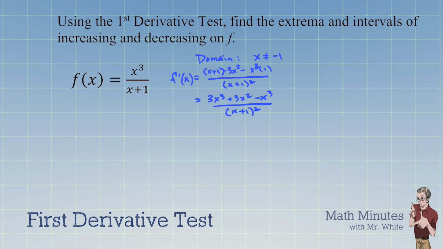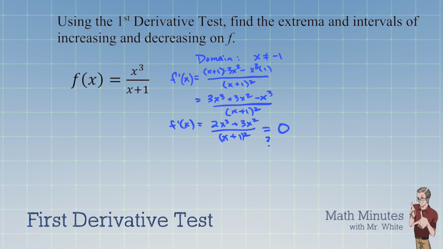And it looks like we can simplify that even more, right? 2x to the third plus 3x squared all over x plus 1 squared. That's the derivative. Now, remember what we did on the last problem? We had to set that equal to 0 and figure out when it was equal to 0. Well, when is that equal to 0? When does that happen? Well, all we care about is the numerator here.